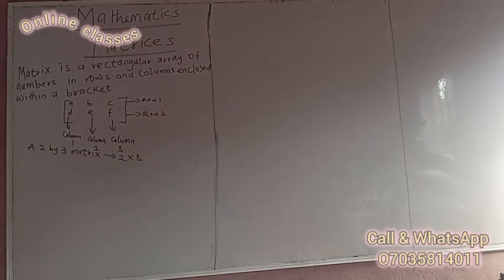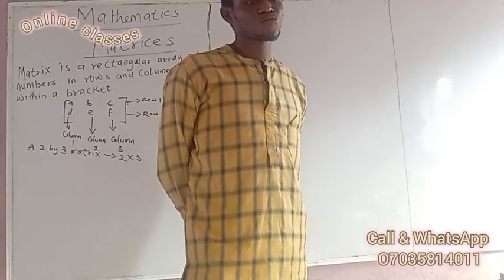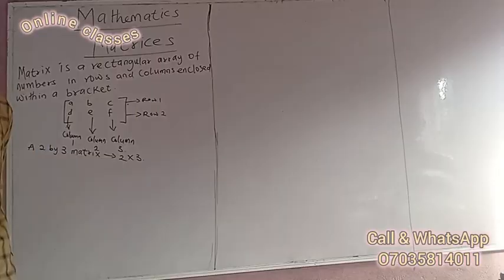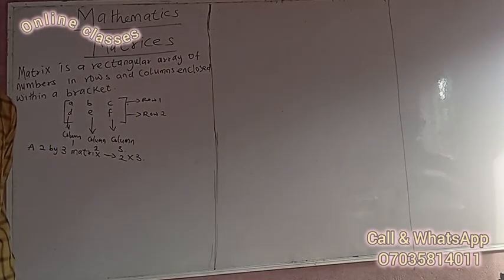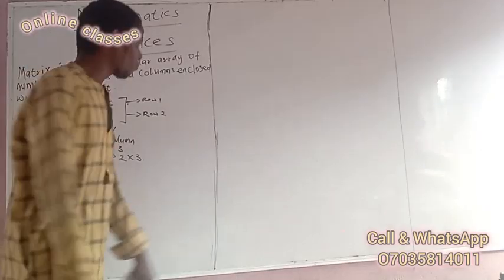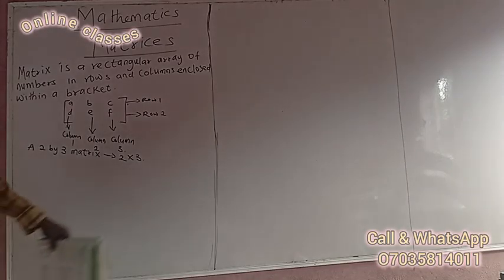Just the same way in mathematics, the dimensions of a building is 3 by 4. It means the length and the breadth. It tells you about the length and the breadth of that particular area. Okay, so that's basically what it is.